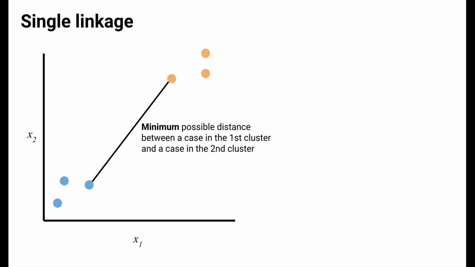In single linkage, we measure the distance between 2 clusters using the minimum possible distance between a case in the first cluster and a case in the second. So again, we compute all pairwise distances and say that the distance between the 2 clusters is the minimum of these pairwise distances.